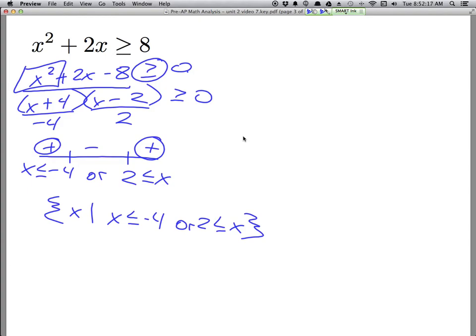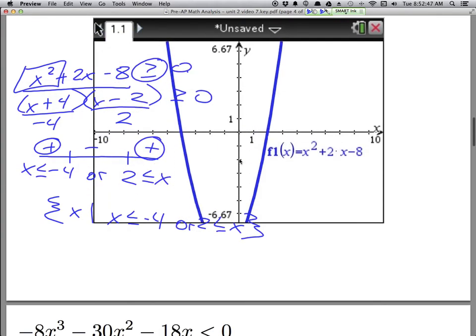So let's talk about this graphically. What do the positives mean is going on with my graph on those 2 sections? We know the ends are both going up. What else do I know? I know that on those sections, the graph should be above the x-axis, and I know this middle section, my graph should be where? Below the x-axis. So let's see if we can verify that.